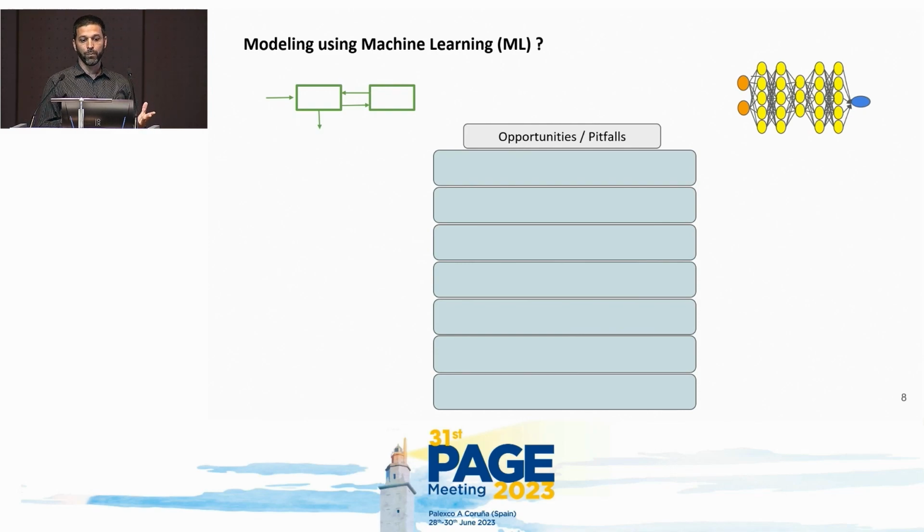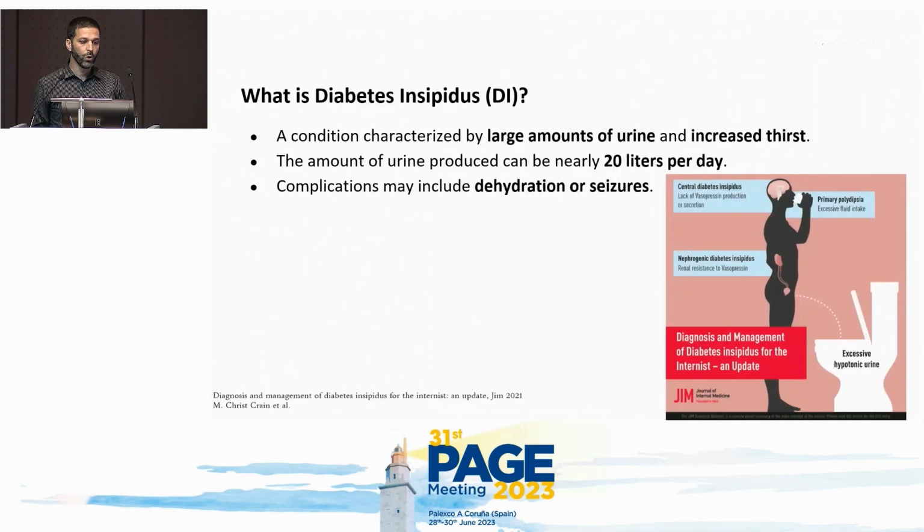I put some opportunities and pitfalls, because every opportunity has a pitfall and every pitfall has an opportunity. I have a table here that I would like to fill up together with you. So we will go step by step. How are we going to do that? We're going to go through an example of computer-assisted diagnosis, and then we will fill up the table together.